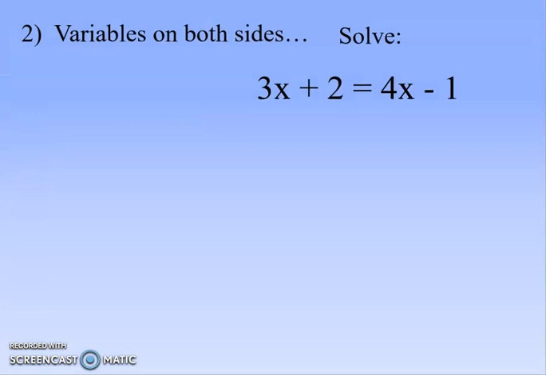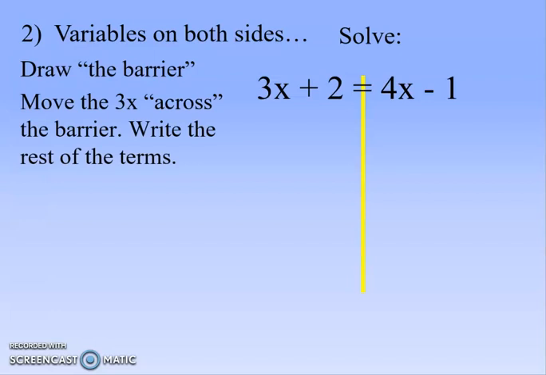So let's take a look at this one. I got a variable on both sides. And instead of subtracting 3x from both sides and then adding 1 to both sides, what I'm going to be doing is moving the 3x across. It's going to become a negative 3x on the other side. And you bring the rest of that down. And then you can simplify the 4x minus 3x. That 3x is moved across and just joined up with the 4x.